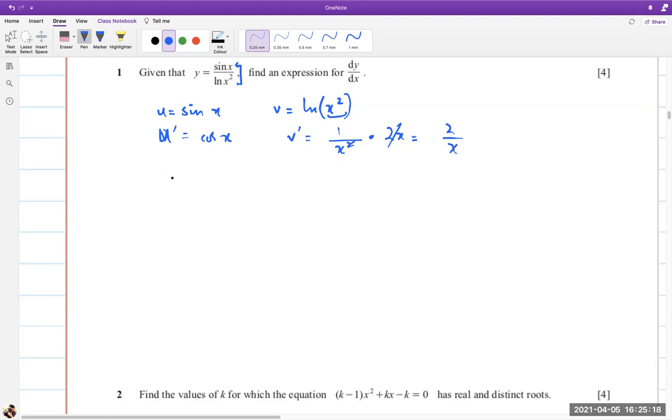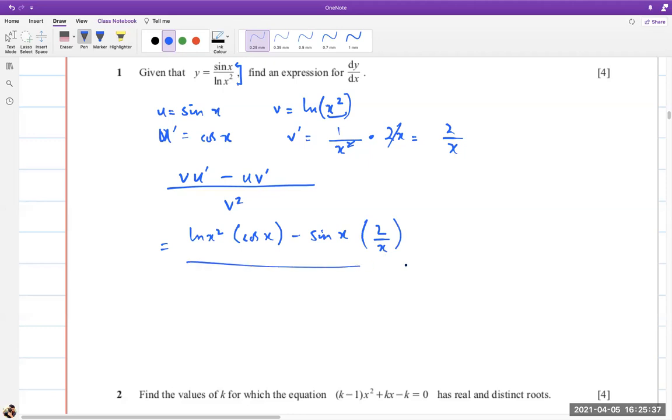Now I will apply the quotient rule, which says that it is v u prime minus u v prime over v squared. So my v is ln x squared, u prime is cos of x, minus u, which is sine of x, into 2 over x, which is v prime, over v squared. So it is ln x squared whole squared. Do not multiply x squared by that to figure out x power 4. It's basically whole squared, and that's my final answer.